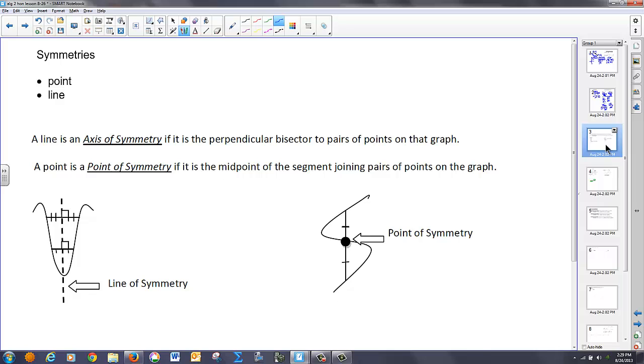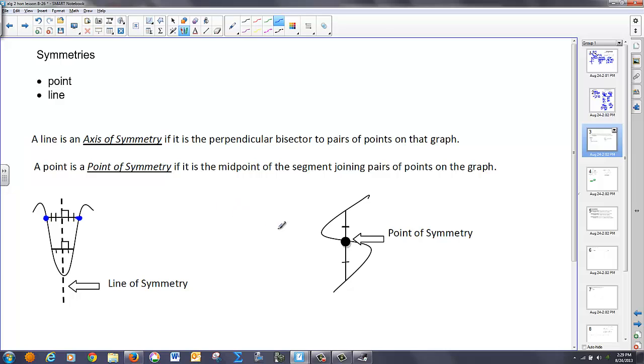Next, we're going to talk a little bit about symmetries. I've got two types that we're going to look at today, point and line symmetry. In a line symmetry, the line is the axis of symmetry if it's the perpendicular bisector between 2 points on the graph. So as you can see here, here's a line of symmetry. And if I take 2 points on a graph that are symmetric about a line, that line of symmetry is the perpendicular bisector between those 2 points.